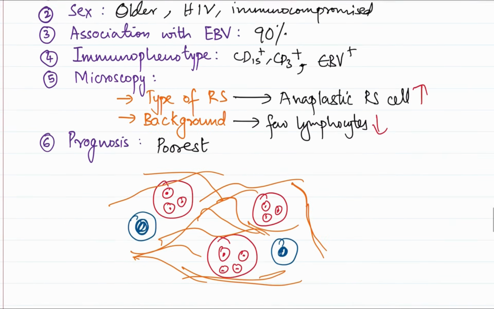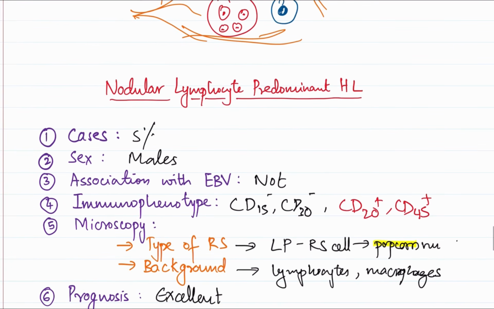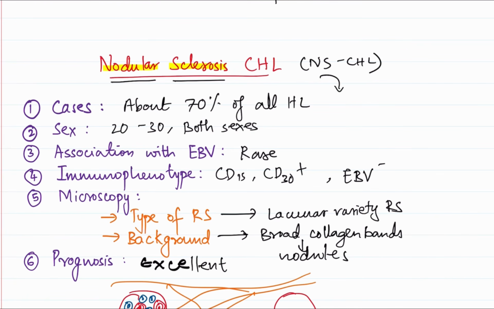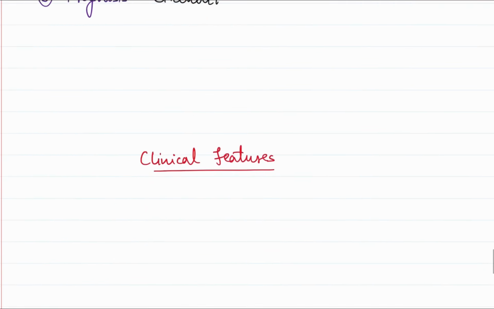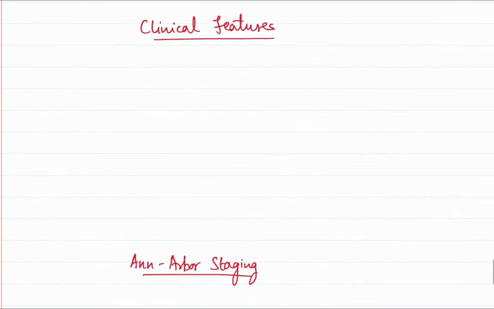Coming to the nodular lymphocyte predominant Hodgkin's lymphoma. The peculiar feature is that it involves the axillary or cervical lymph nodes. And the nodular sclerosis, it will involve the mediastinal lymph nodes. So these are some of the features about Hodgkin's lymphoma. Finally, moving on to our last section, which is the clinical features and the staging.